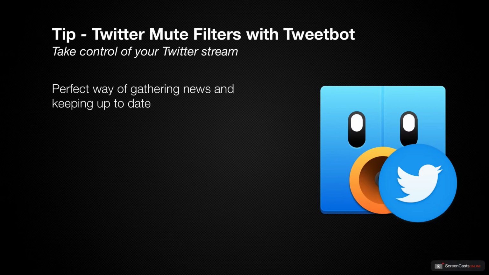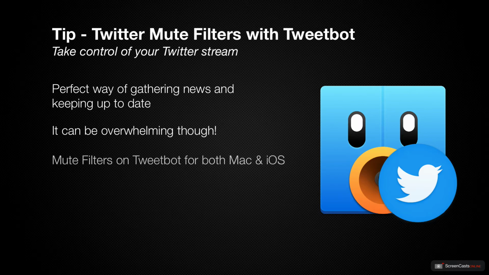Twitter is a fantastic way of gathering news and keeping up to date with the latest topics, but it can be a little overwhelming, especially in light of recent events. Now, one way to keep your sanity is to use mute filters and Twitter lists. So in this tip, I'll show you setting mute filters on TweetBot for both the Mac and iOS, and I'll take a look at Twitter lists in a future tip video.